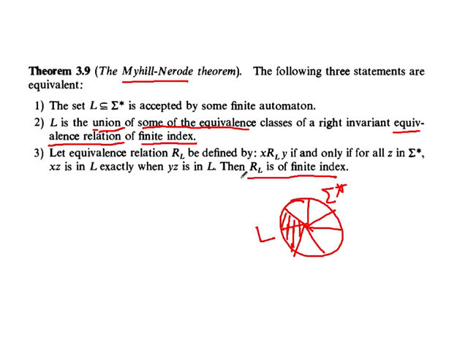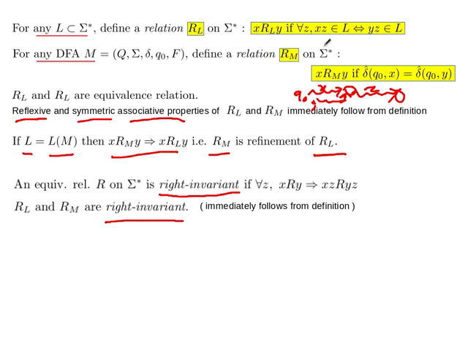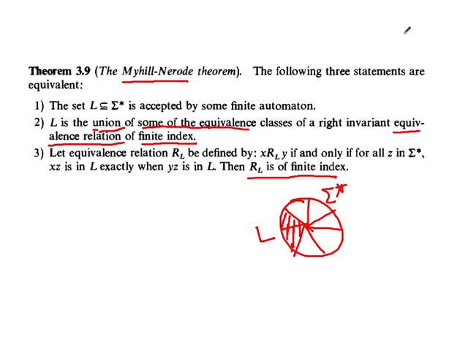So we have already defined this R_L. It's the same as before: x R_L y if and only if for all z, xz is in L if and only if yz is in L. So it's the same definition that we gave here. It defines R_L and says that R_L is of finite index.